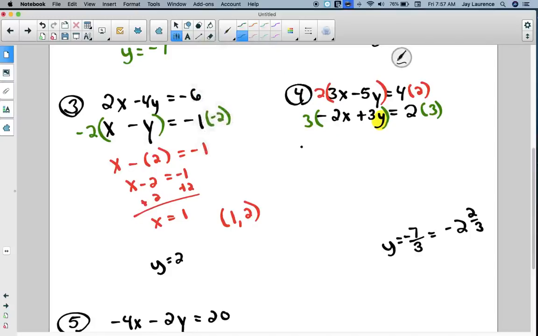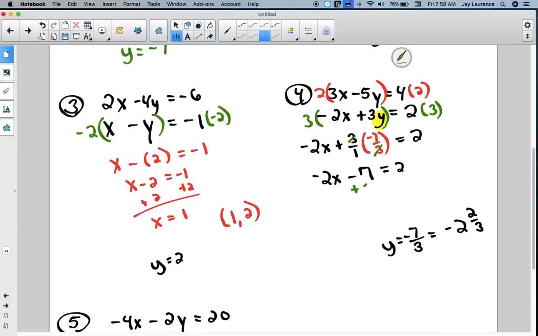So I'm going to have -2x plus 3/1 times -7/3, and that will equal 2. So I'll have a -2x. If I come here, the 3's are going to cancel, leaving me with a -7. That'll equal 2.